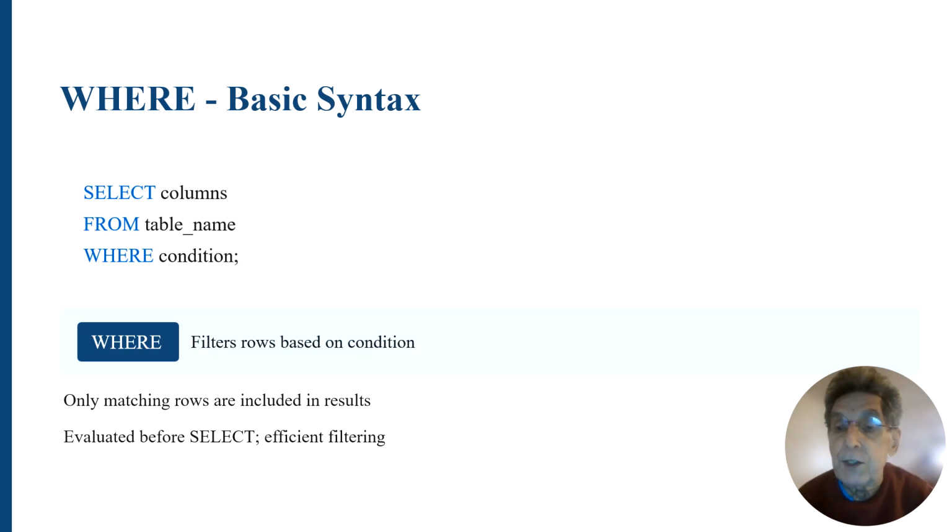And remember our execution order. Where is processed before select. The database filters first, then retrieves the columns you asked for. This is efficient because it means the database isn't retrieving column data for rows that will just be thrown away.